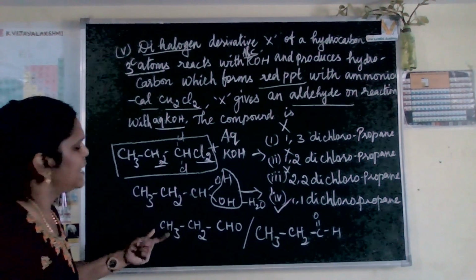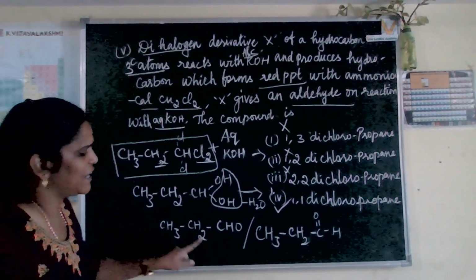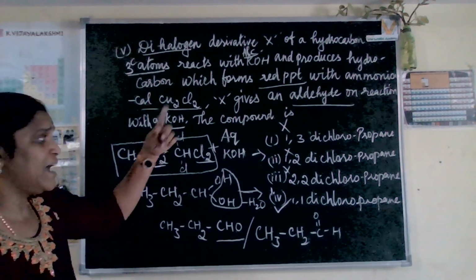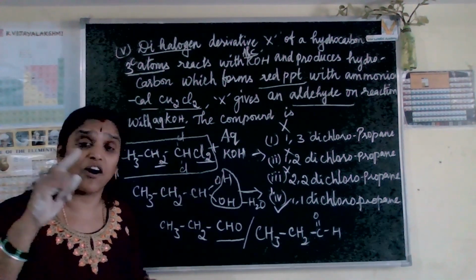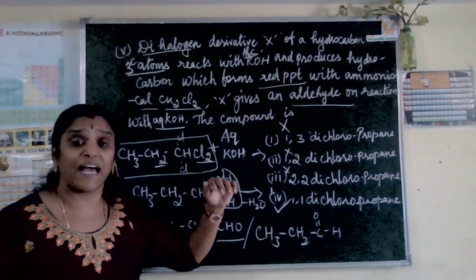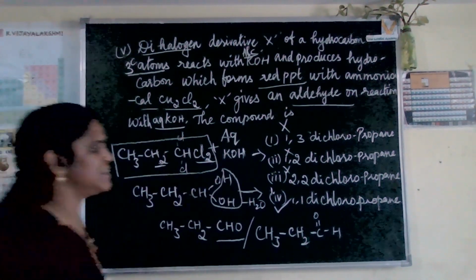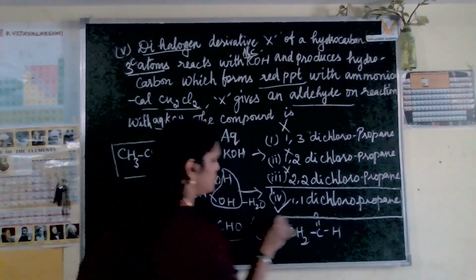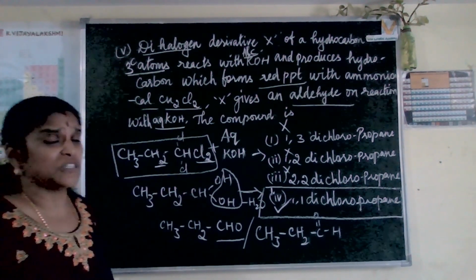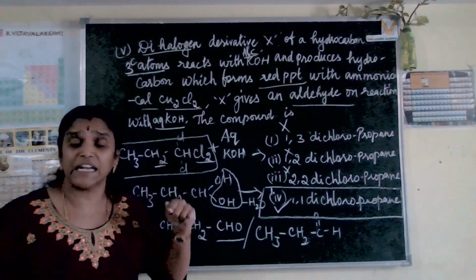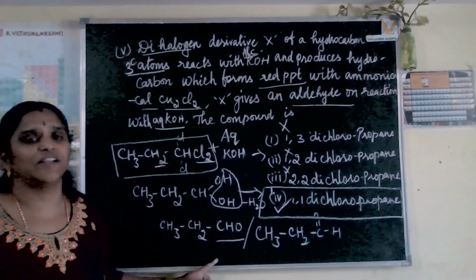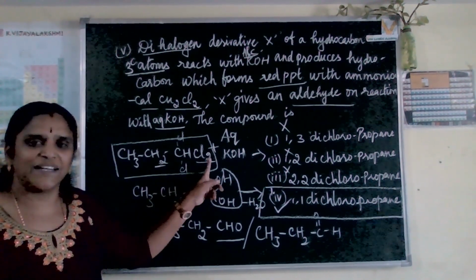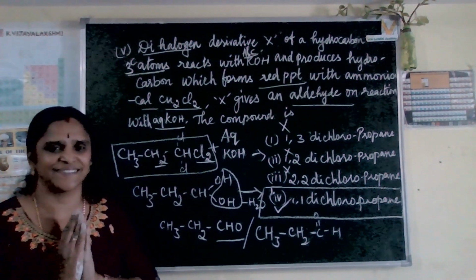Why? Because for aqueous KOH you are getting aldehyde formation, and with alcoholic KOH you got alkyne formation according to Saytzeff's rule, beta elimination. Hope you're clear. This is the correct option. As you look at the question, you feel somewhat confused, but if you think about it in depth, you will get the answer. You have learned all these points. Hope you understand. Thanks for watching.